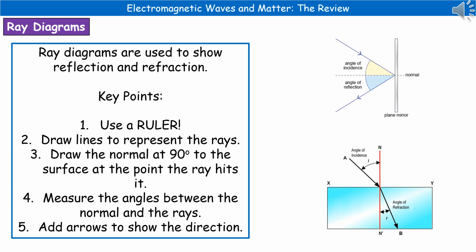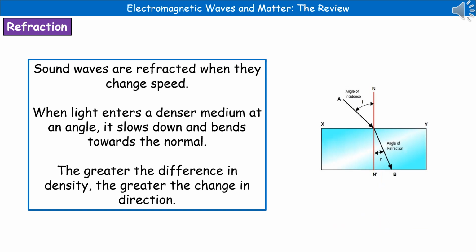The bottom one there is showing us refraction, which is the bending of our light. We still have our normal line at 90 degrees to our surface, and our angle of incidence, again, between our incident ray and our normal line. But as we're going from air into our glass block, it's going to bend towards the normal. So the angle of refraction is obviously going to be lower than the angle of incidence in that case. But again, add the arrows to show the direction it's moving in.